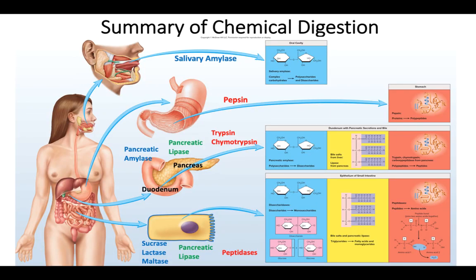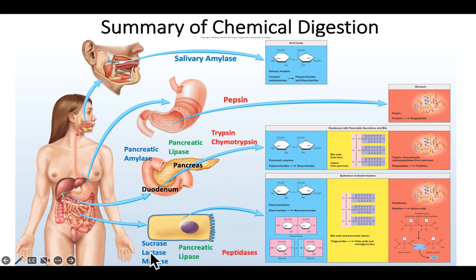This is a summary of our chemical digestion. So you can kind of spend a little more time on this slide than I will. But you'll notice I kind of color coordinated the enzymes. So if you're in blue, you're digesting carbohydrates. All right, you're either produced by salivary glands, the pancreas, or the small intestine.